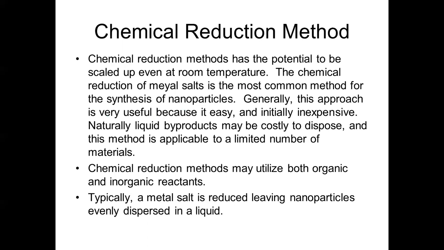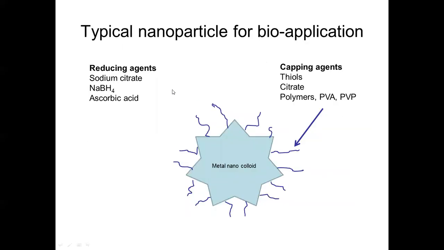Chemical reduction methods might utilize both organic and inorganic reactants. Typically, a metal salt is reduced, leaving nanoparticles evenly dispersed in a fluid. So this is a typical nanoparticle that we might use for a bio application, just as a generic example. For things like gold or gold colloid, we might have a reducing agent such as sodium citrate or ascorbic acid, etc.